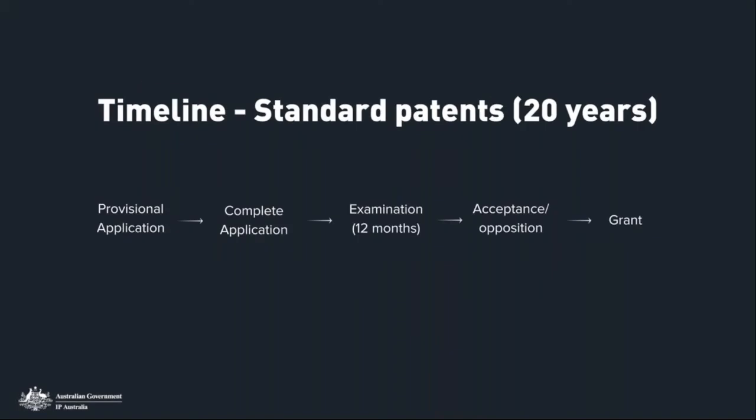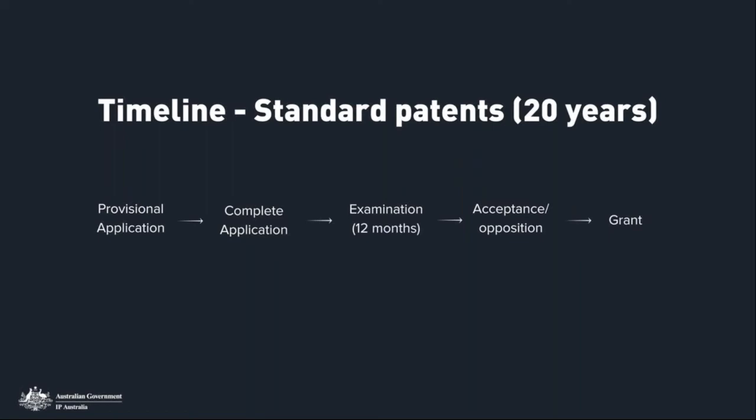Now for some relevant timelines of standard patents. When filing for a standard patent, you will firstly need to file a provisional. This secures you the priority date of your application. Your application will then be published 18 months after this priority is established. You then have 12 months to file for your complete application. Examination generally occurs anywhere between 3 to 5 years after the priority date.